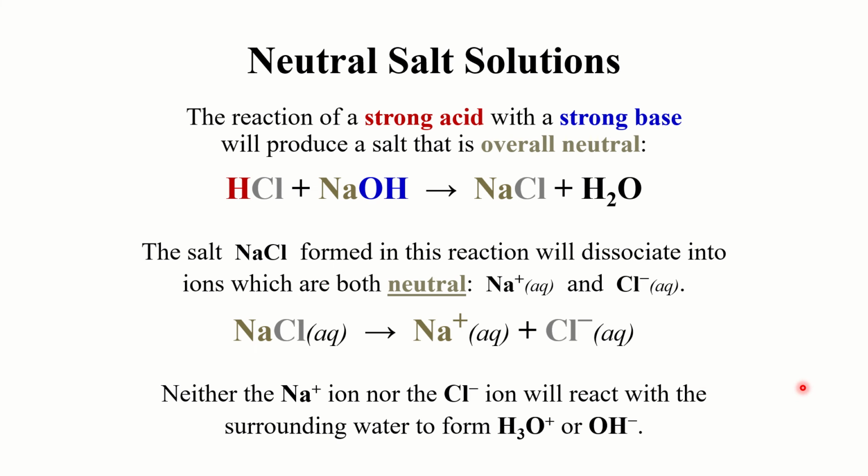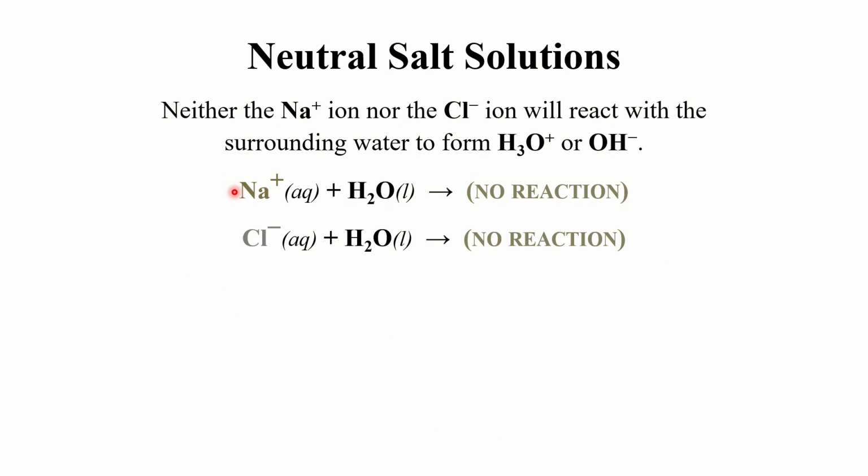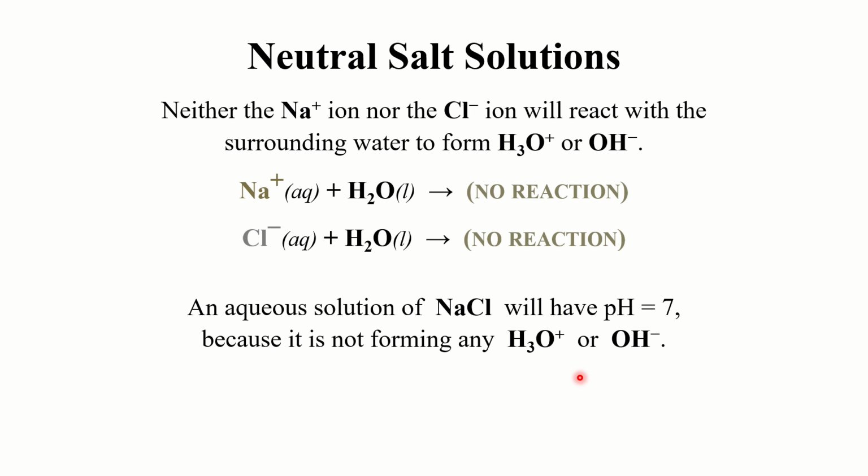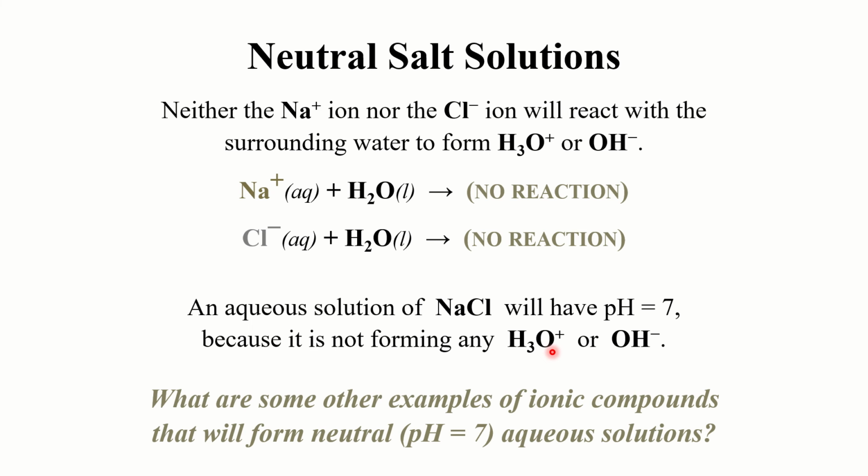And to show that in a little more detail, if you put Na plus with water or Cl minus with water, they will not react with them. They will interact, so recall the ion dipole forces we learned about back in Unit 1. So these ions will interact with water, but they do not actually react with water. They will not cause the formation of H3O plus ions or OH minus ions. And so because of this, an aqueous solution of NaCl will have a pH of exactly 7. It is neutral. It does not form any H3O plus or OH minus.